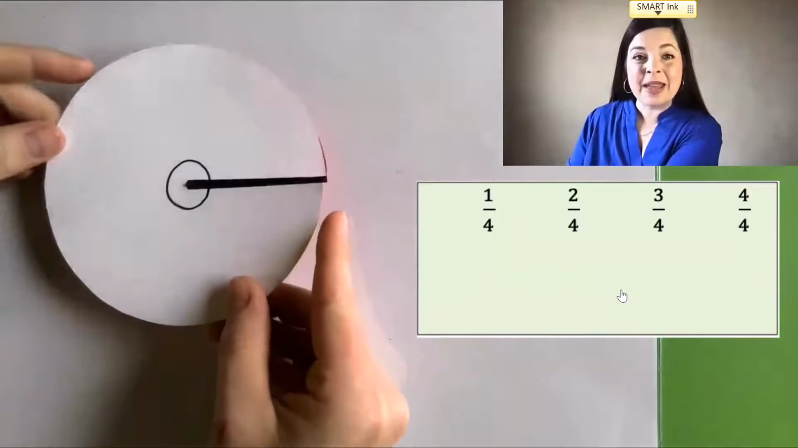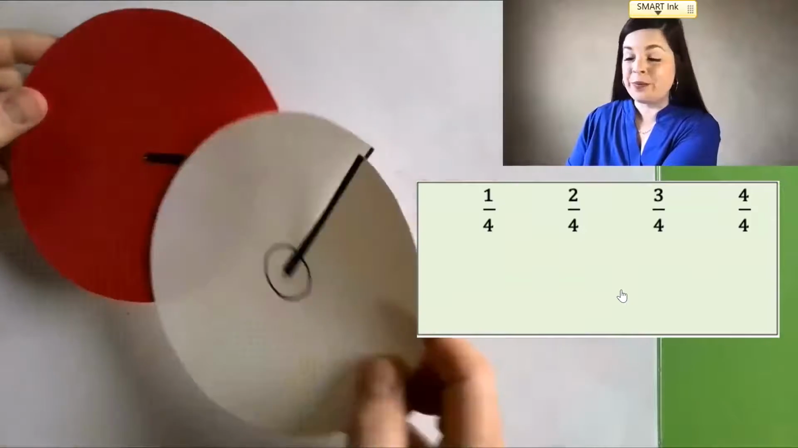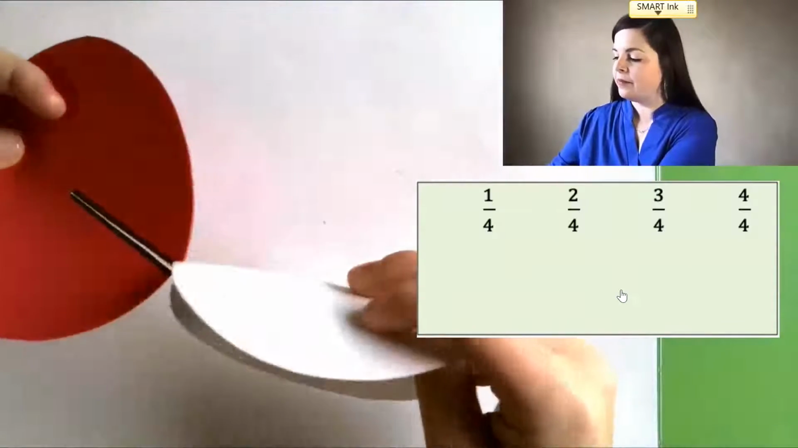Now let's go back to making our circles show no angle. So we'll have to put them back together.